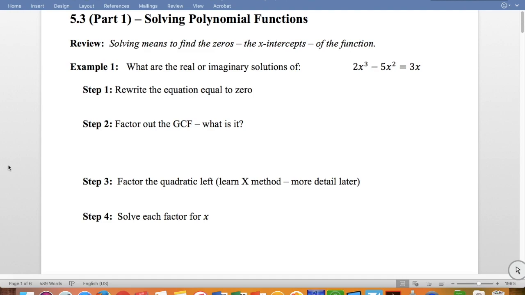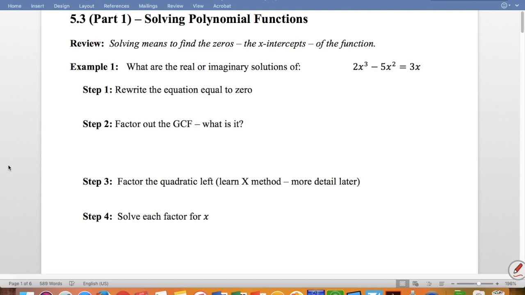So for the first example, what are the real or imaginary solutions of 2x cubed minus 5x squared equals 3x? I have the steps listed for you to use when you do your homework or practice. I want you to come back to these steps.